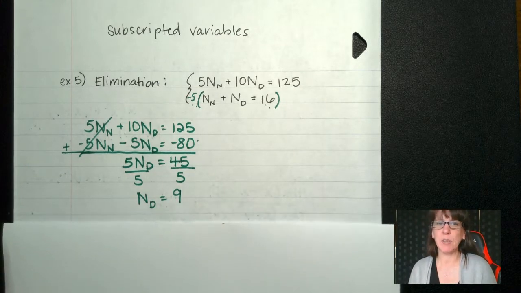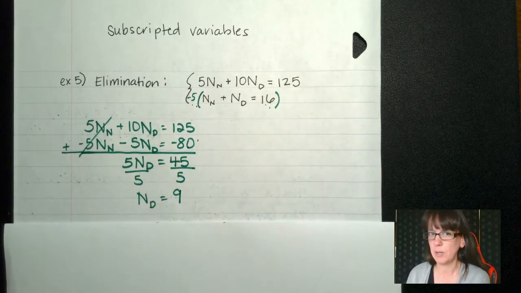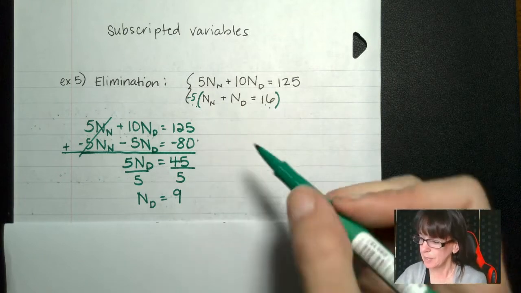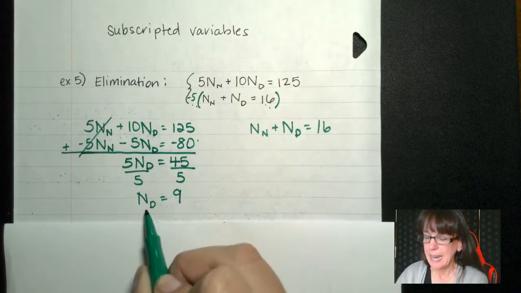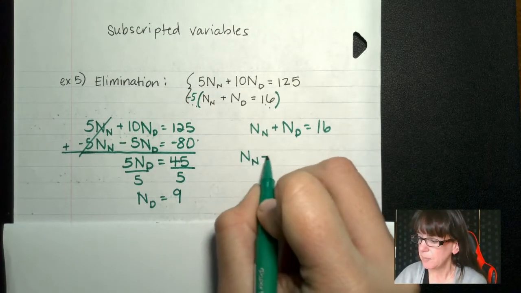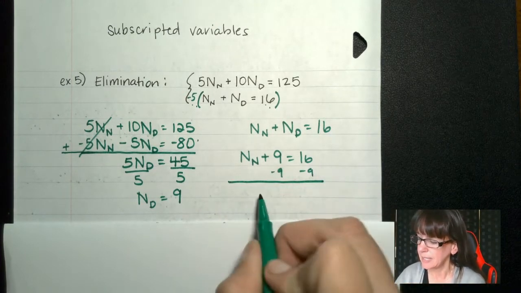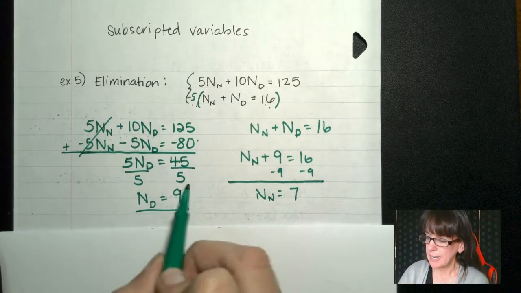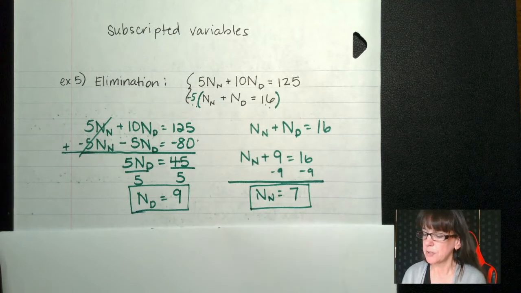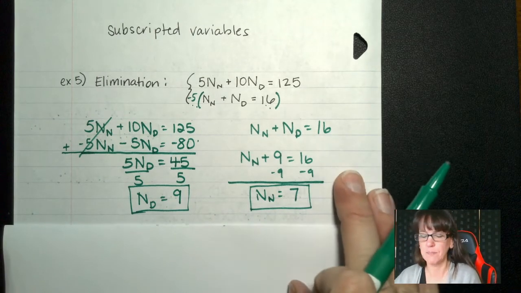Okay, now that I have that, I can plug it into either the top or the bottom equation. You can even do the revised equation here if you wanted to, but I'm going to do this bottom equation here and say nn plus nd equals 16. nd equals 9, so nn plus 9 equals 16. Minus 9, I get n equals 7. So our answers are nd equals 9 and n equals 7. So the deal with subscripted variables is it's just like a regular variable. It's just another differentiating way of saying, hey, this is what variable it is.